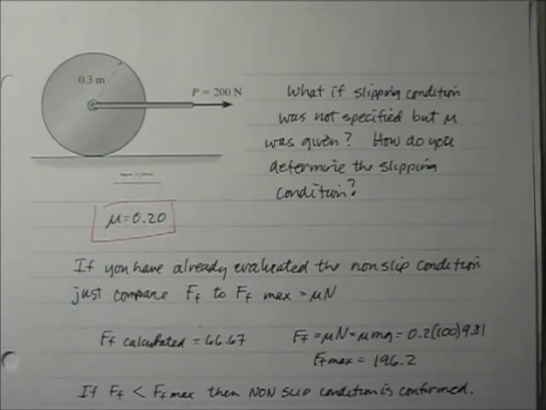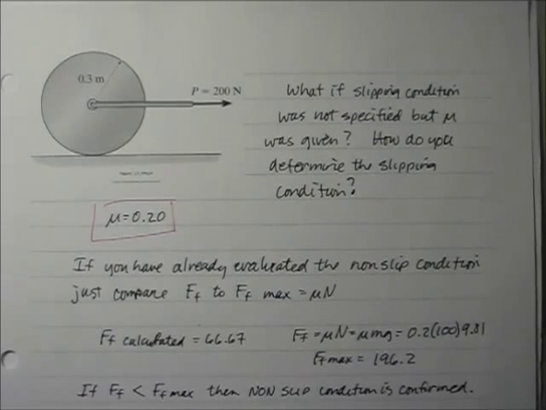All right, what if the slip condition was not specified, wasn't given in the problem? In this problem, it assumed that it's not slipping, but if that assumption is not given, then we have to determine the slip condition.